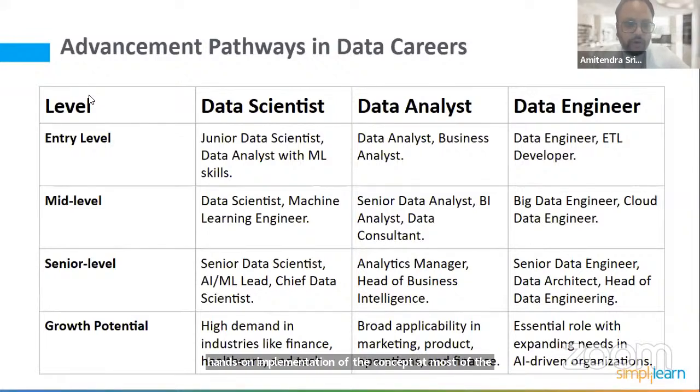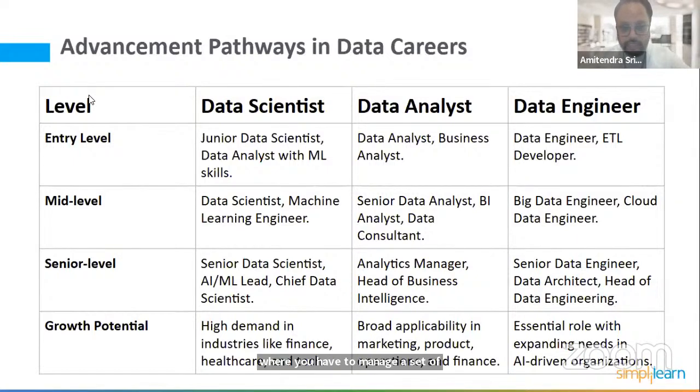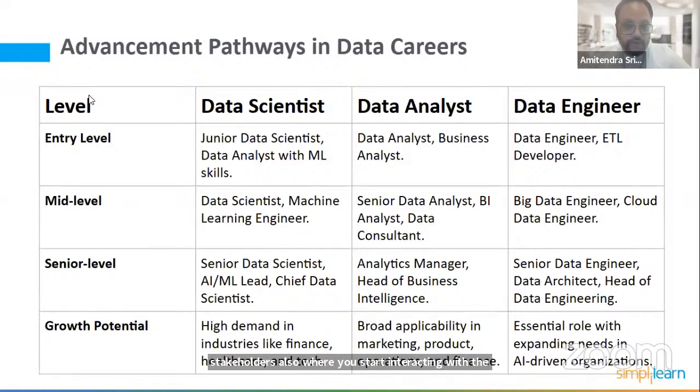At the senior level, the job might involve managing the team as well, where you have to manage a set of data scientists, data analysts, or junior data scientists. You need to guide them in terms of working on a project. You need to lead the entire project end to end. And this is the point where you start handling certain business stakeholders also, where you start interacting with the clients at a much more detailed level instead of only understanding the problem. So this is where you start getting into top management.